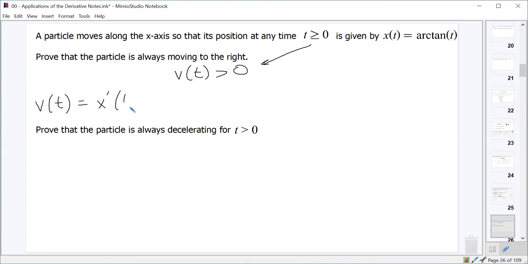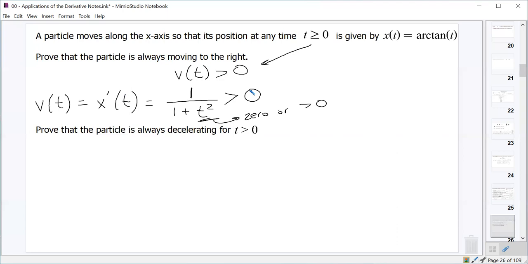V of t is x prime of t, and the derivative of the arctangent of t is 1 over 1 plus t squared. Well, it doesn't really matter what t is. T squared is always positive unless t is 0, in which case it's 0. So we know that this value, t squared, is always 0 or greater than 0. And if we add 1 to something that is 0 or greater than 0, we continue having a positive number. And 1 divided by a positive number is always a positive number. Therefore, this particle is always moving to the right. Its velocity is always positive.